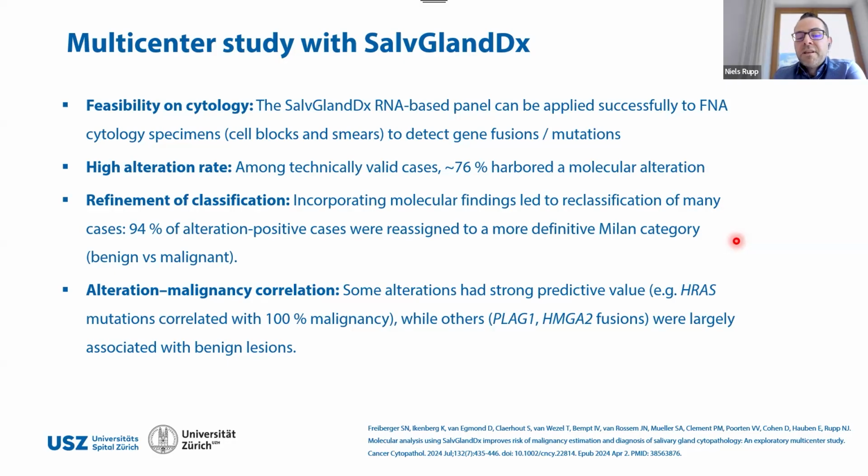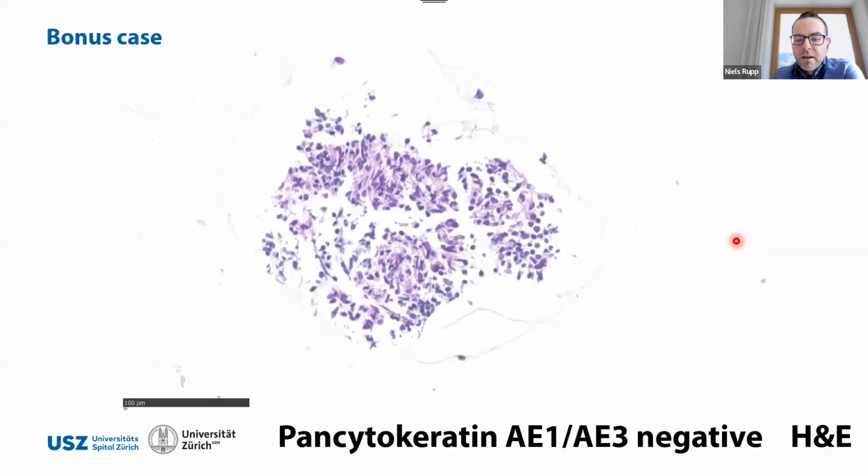And then there's probably still a risk of malignancy of maybe up to 5% or something, that there might be some carcinoma ex PA or something hidden in the specimen, which we are not able to detect by morphology or by molecular investigation. Here's another bonus case I wanted to show you to sum this up.